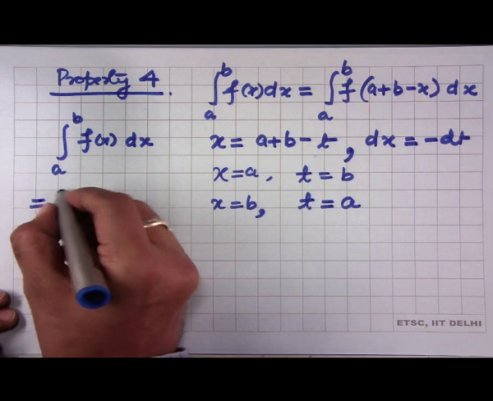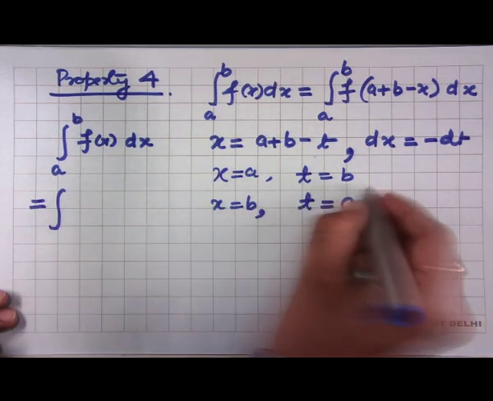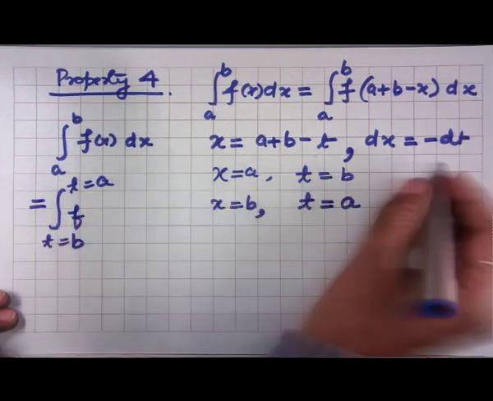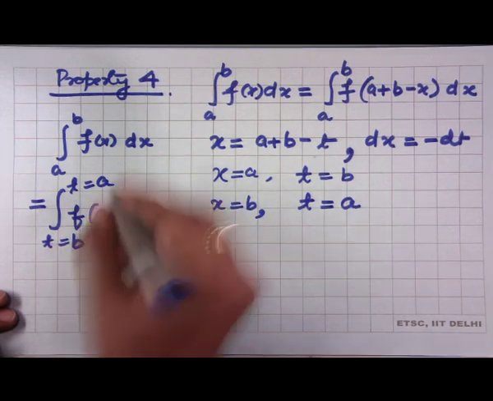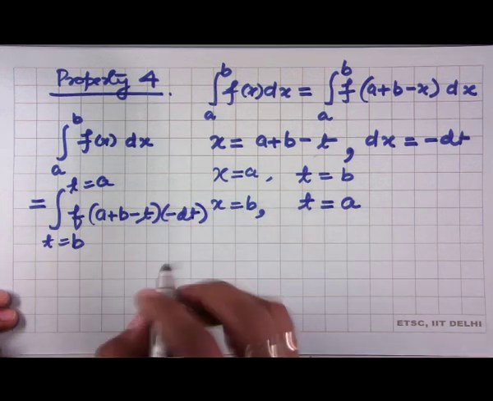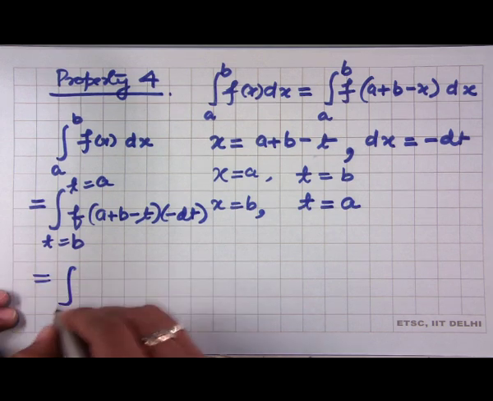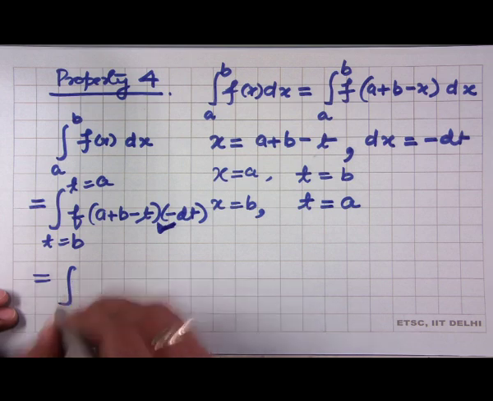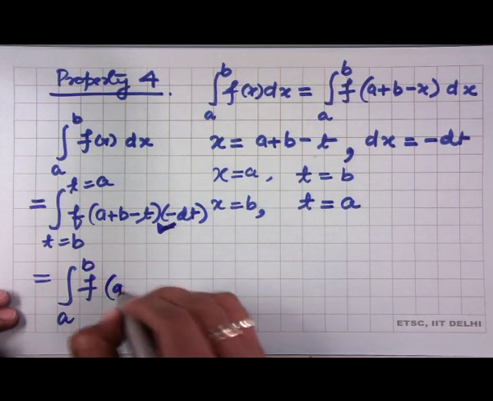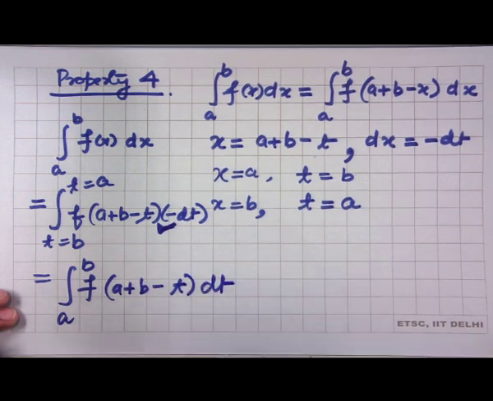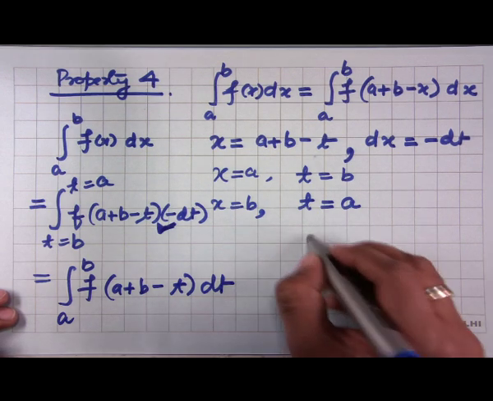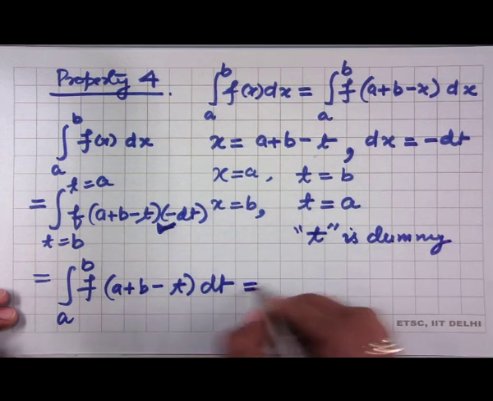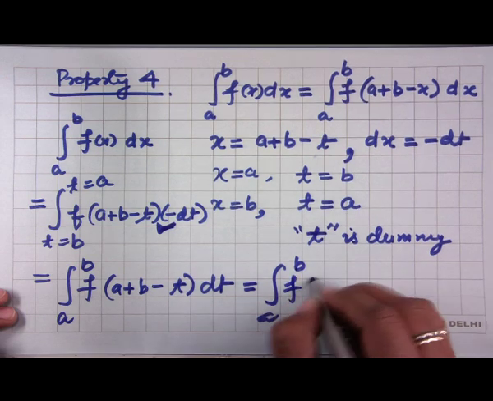So, this integral will become: limit a will be converted into limit t equals b, b will go to t equals a, x will be replaced by a plus b minus t, and dx is minus dt. Here you can use property 2 and interchange the limits because you have a negative sign. So this negative sign will be cancelled out once you interchange the limits. So you get f(a plus b minus t) dt. Since property 1 says that variable t is a dummy, we can replace t by x, hence property 4 is established.